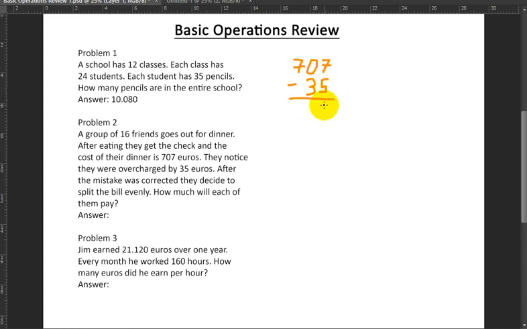7 take away 5 would give me 2. And I can't do 0 take away 3, so I'm going to do 10 take away 3 makes 7. And then 7 take away 1 would give me 6. So the actual bill should have been 672 euros. Now, next it says that they decide to split the bill. So that means that to find how much each of them will pay, I need to do 672 divided by 16.